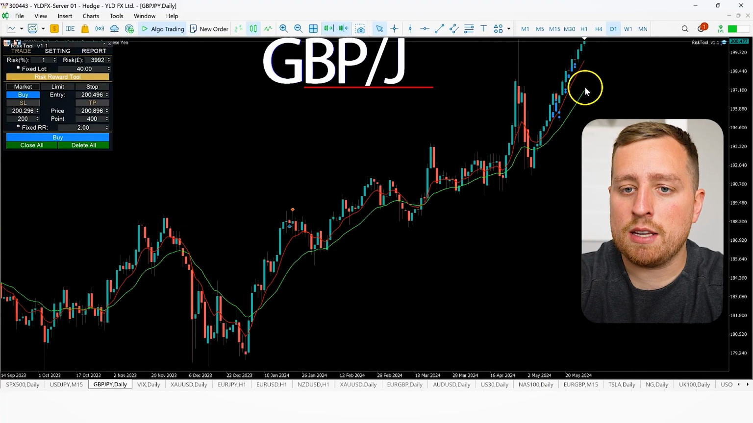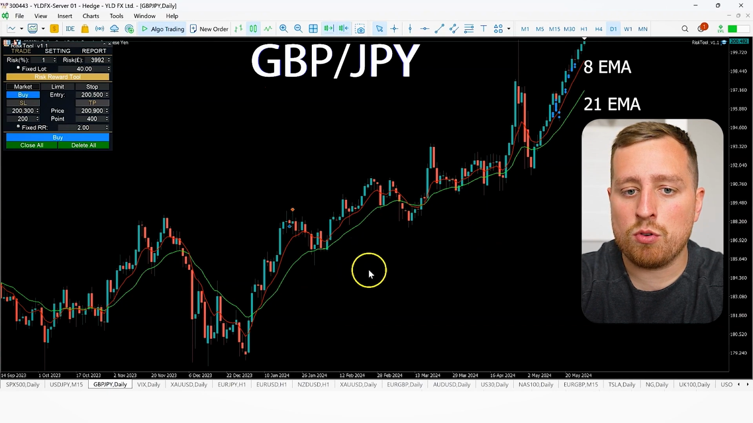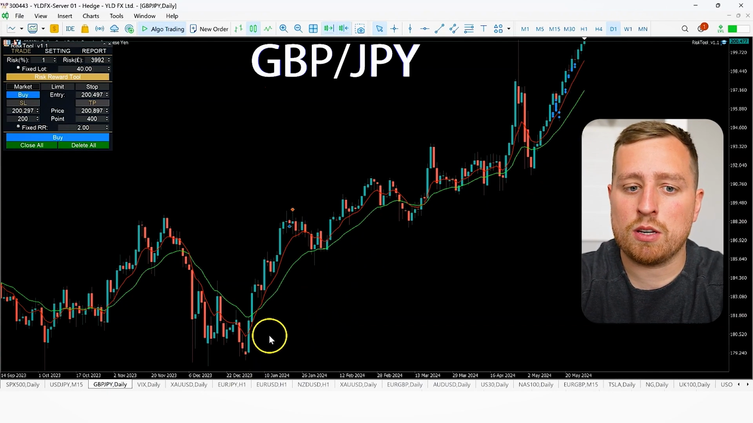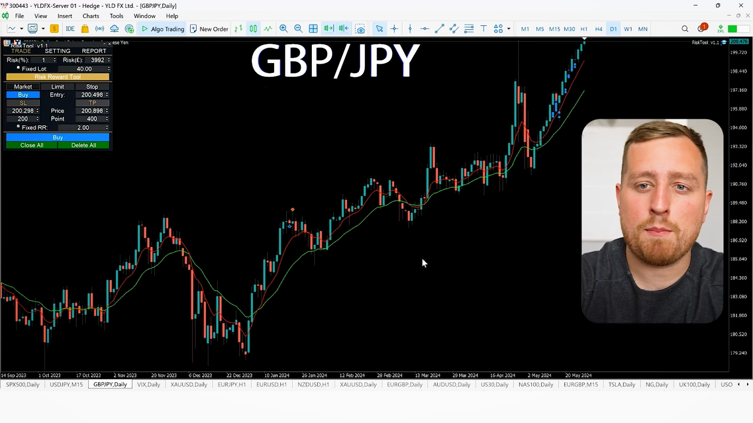Now you can see the red is above the green. This is the 8 EMA and the 21 EMA. So overall you can see that predominantly, ever since pretty much the start of January 2024, pound against the Japanese yen has been rallying. This is something that we want to focus on because we love trending pairs.